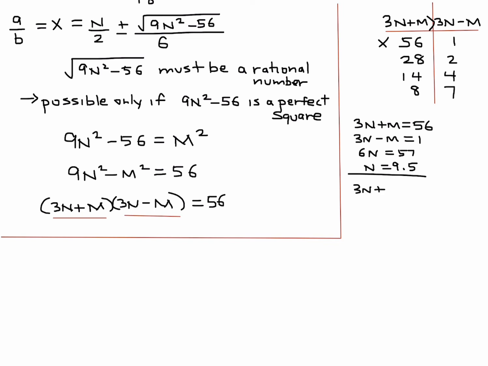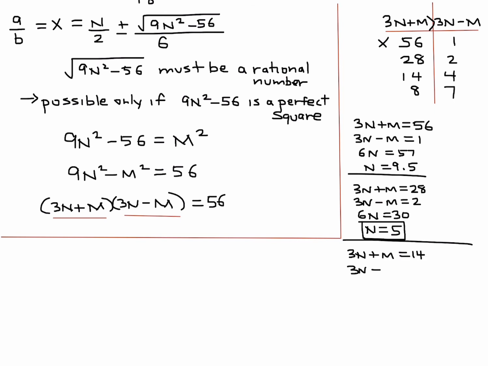Next one, 3n plus m is equal to 28, and 3n minus m is equal to 2. Adding these, we get 6n is equal to 30, and therefore n is equal to 5. So this is definitely one of the solutions we are going to use to try to figure out a and b later. First, let's just complete this. In the next one, 3n plus m is equal to 14, and 3n minus m is equal to 4. Adding, you get 6n is equal to 18, and therefore n is equal to 3. So that's another one that helps us.